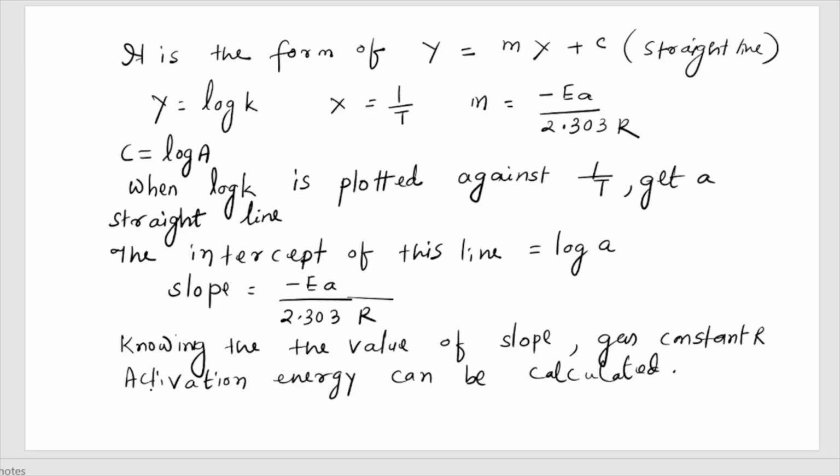And what is the intercept here? That is log A. In this equation, when log K, that is y, is plotted against 1 by T, that is the x-axis, we get a straight line. And what is the intercept of this line? Log A. So here you make one correction: it is not small log A, it should be log A.